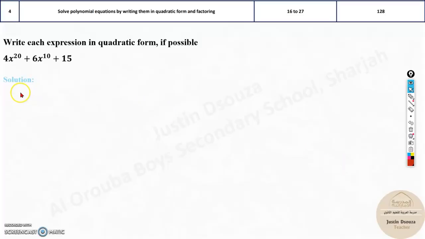In this topic, we need to solve the polynomial equation by reducing it to quadratic form. Now, if you're thinking, what's going on? It's such a huge term. How do we write it in quadratic form? Let me write the quadratic form first. This is the standard form, ax squared plus bx plus c. Now this doesn't look like a square and x, no.